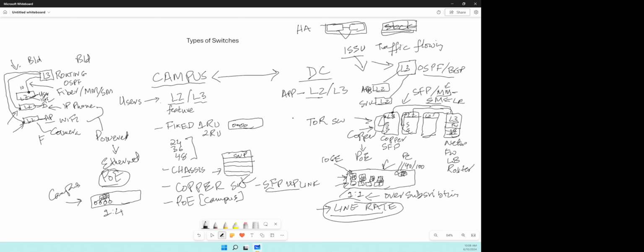But I just wanted to put this high level detail of what a typical network engineer would have to look for when choosing a switch.